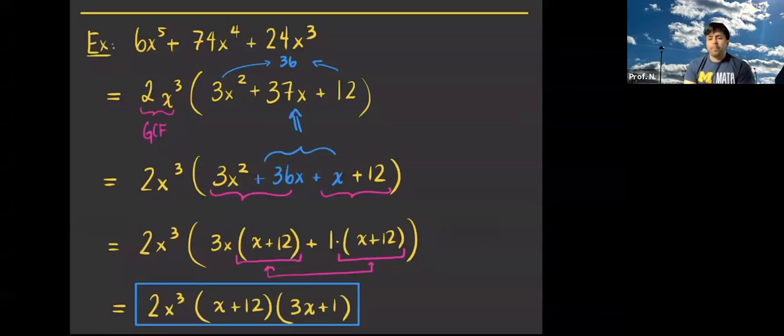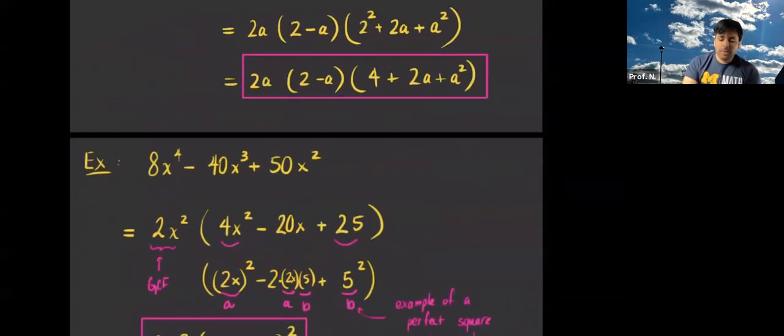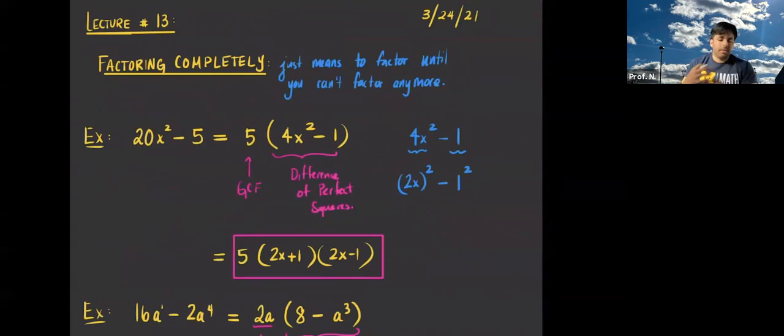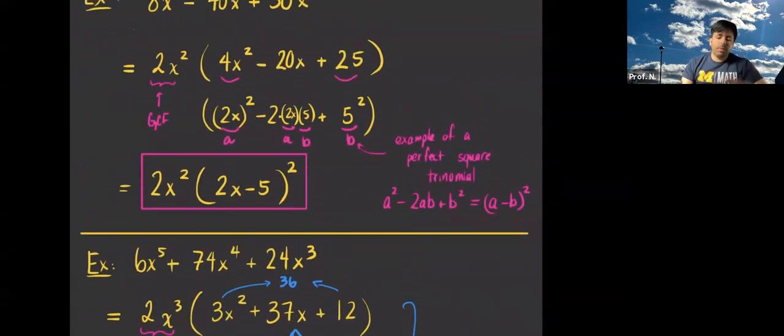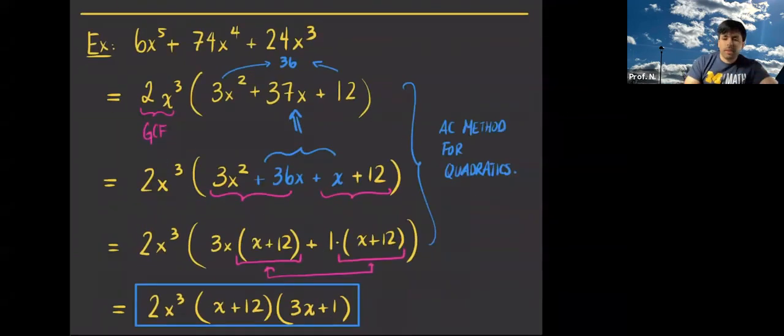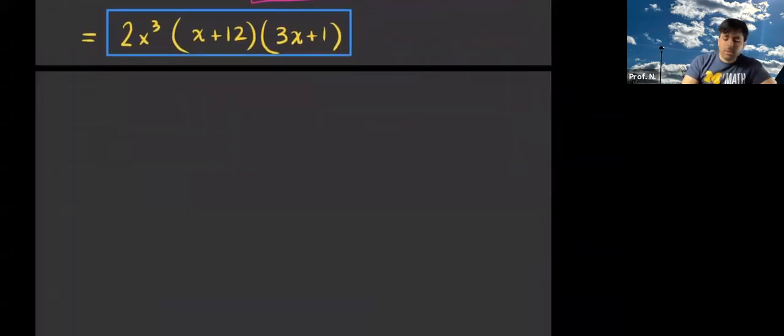Do you guys see that? So I factored using the AC method, AC method for quadratics. Okay, so look what we're doing, guys. We're applying factorization techniques together. GCF with difference of perfect squares. GCF with difference of perfect cubes. GCF with perfect square trinomials. GCF with AC method. So that's what we're going to be doing, factoring as much as we can, and we'll be using different techniques for that.